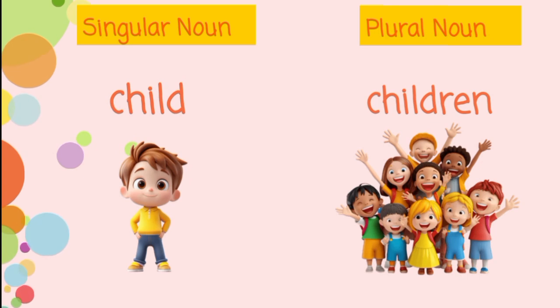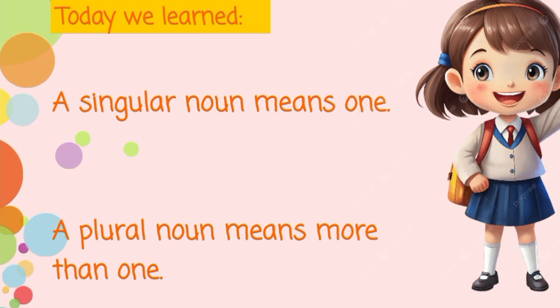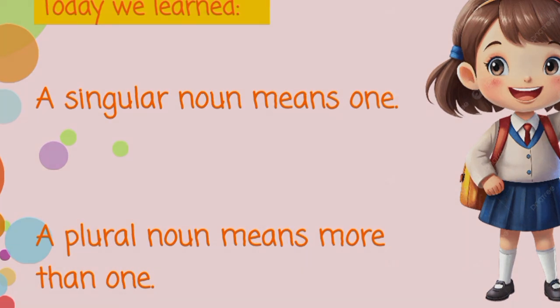Next we have child and its plural noun is children because for it there is no rule. So the plural noun of child is children. Do you know any other word like it? Today we learned a singular noun means one and a plural noun means more than one.